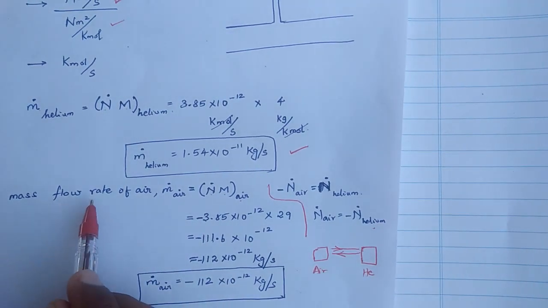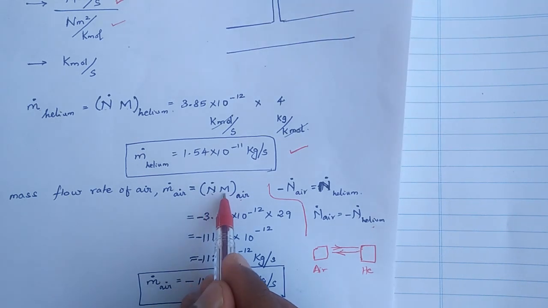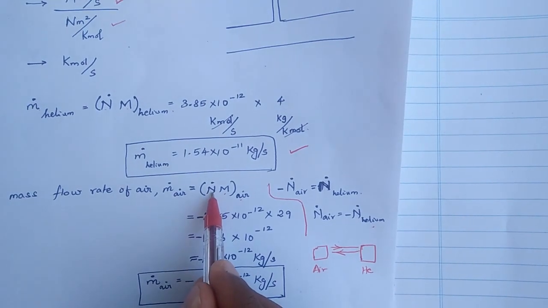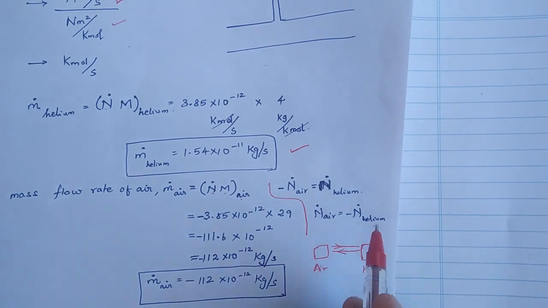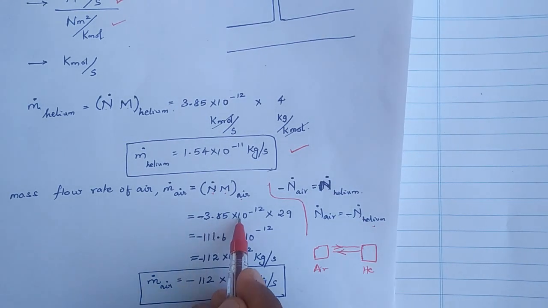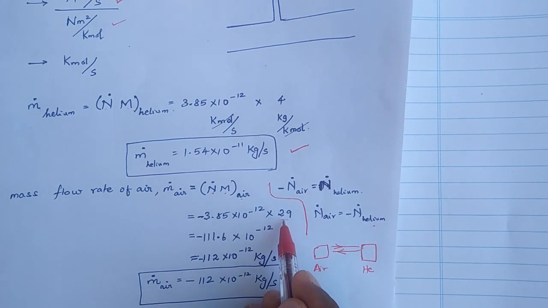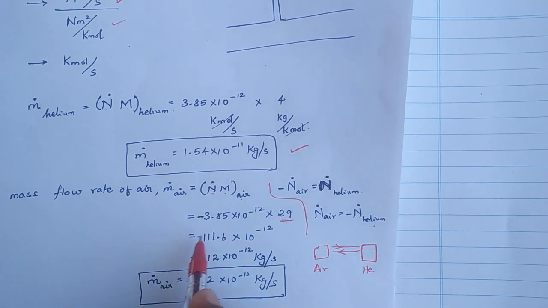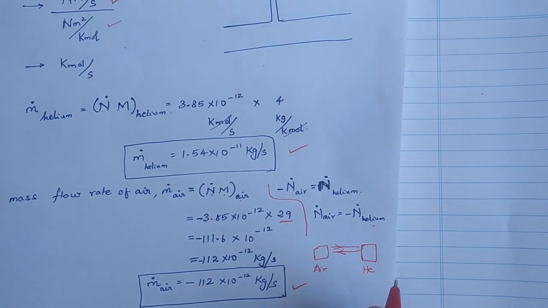So the mass flow rate of air is given by the molar flow rate into the molecular weight of air. The molar flow rate of air is given by minus of the molar flow rate of helium. So minus of molar flow rate of helium, 3.85 into 10 power minus 12, into 29. 29 is the molecular weight of air. When you multiply this, you will be getting minus 112 into 10 power minus 12 kg per second. So this is the mass flow rate of air.